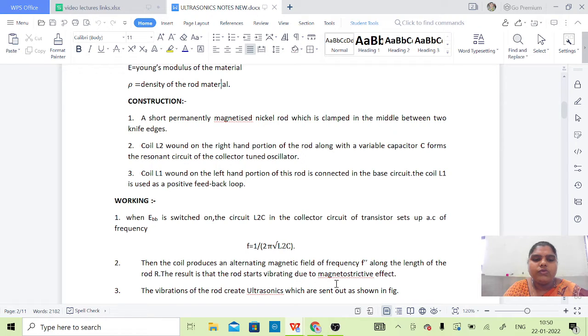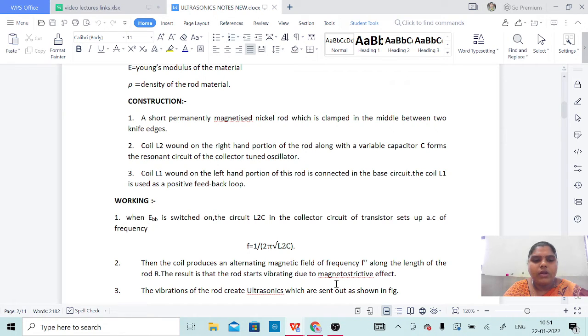The coil L2 wound on the right-hand portion of the rod, along with the variable capacitor C, forms the resonant circuit of the collector-tuned oscillator. So we are winding a coil around a portion of the rod, and it is also connected to a capacitor. Now the coil L1 is wound on the left-hand portion of the rod and is connected in the base circuit. Coil L1 is used as a positive feedback loop. This is the construction.